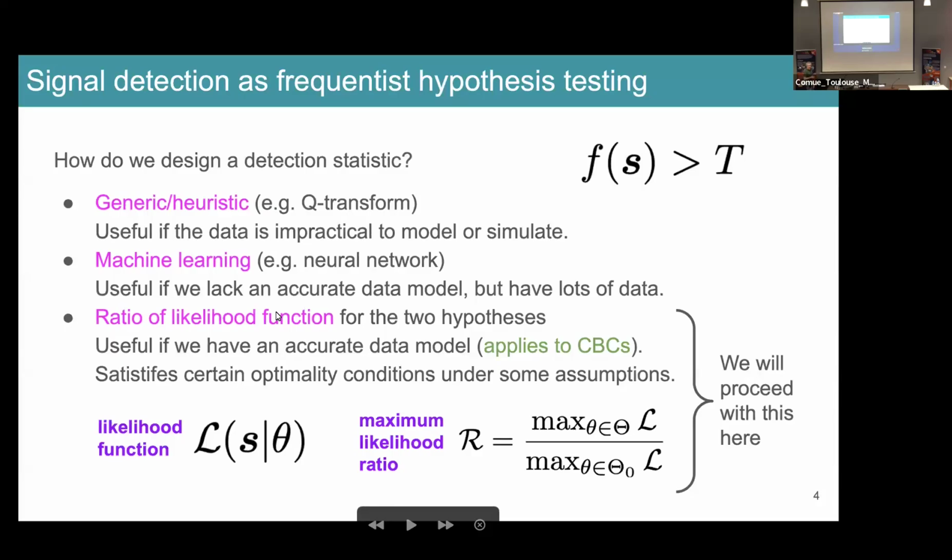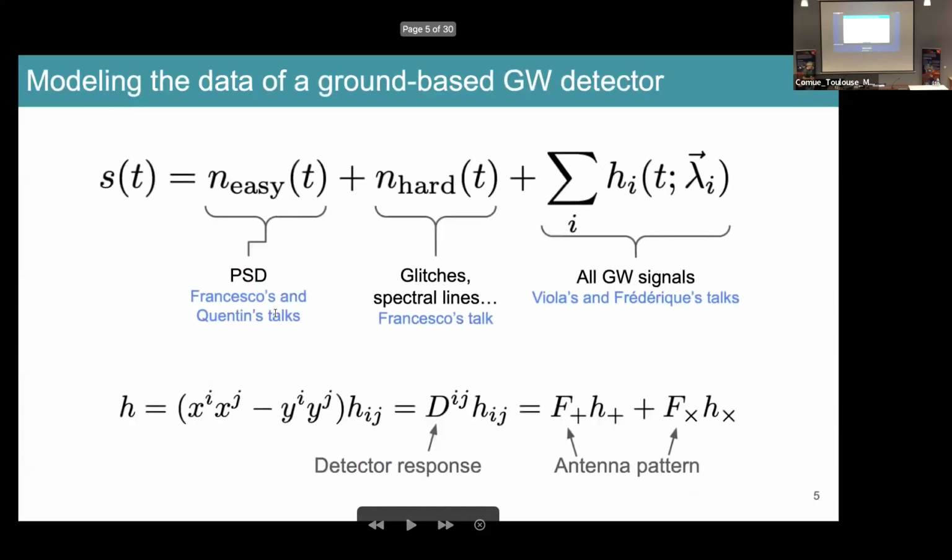So that's very good. We have a mathematical proof that this method is optimal in some ways. So we would like to use it, and we can because we have a model for CBCs. So that's what we will use. We will calculate this maximum likelihood ratio because the likelihood generally depends on a parameter vector for our CBC model, as Frederic explained. So we will have to maximize the likelihood over these parameters and then take the ratio between the two hypotheses. So this is what I will focus on in my presentation.